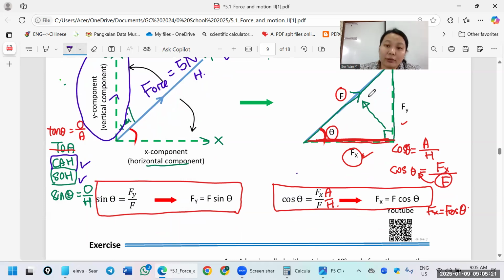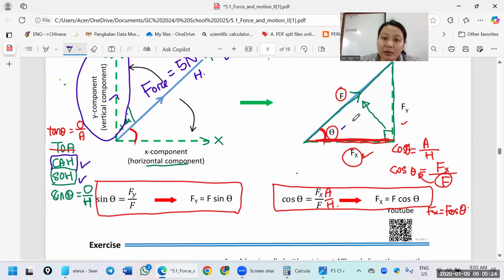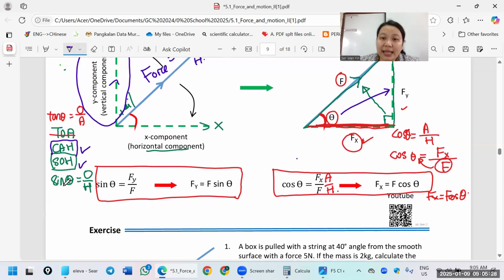If you want to find Fy, Fy is opposite to the angle. So we start with sine theta equals opposite over hypotenuse. So sine theta equals Fy divided by F. We don't know Fy, Fx, we just resolve it. Now we just cross multiply, so Fy equals F sine theta, right?